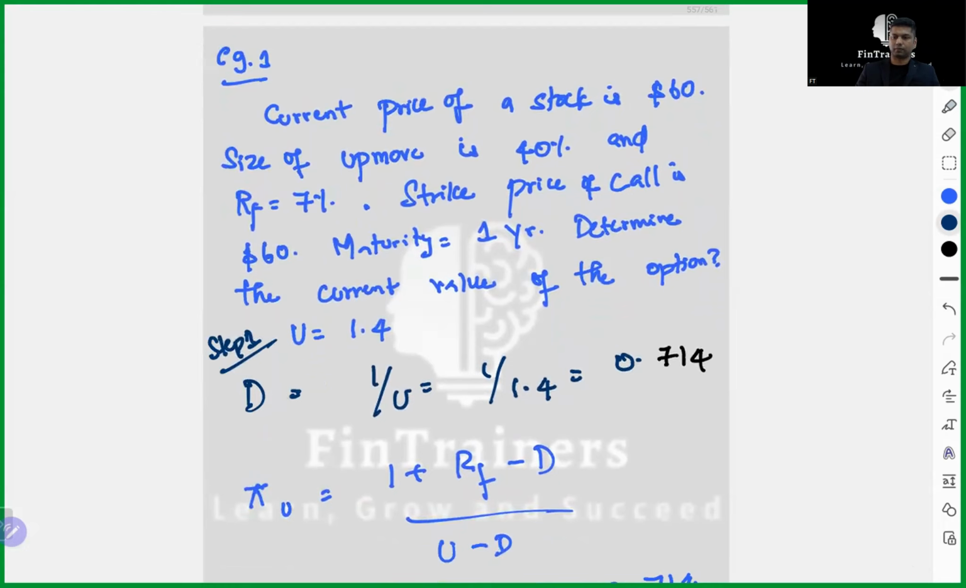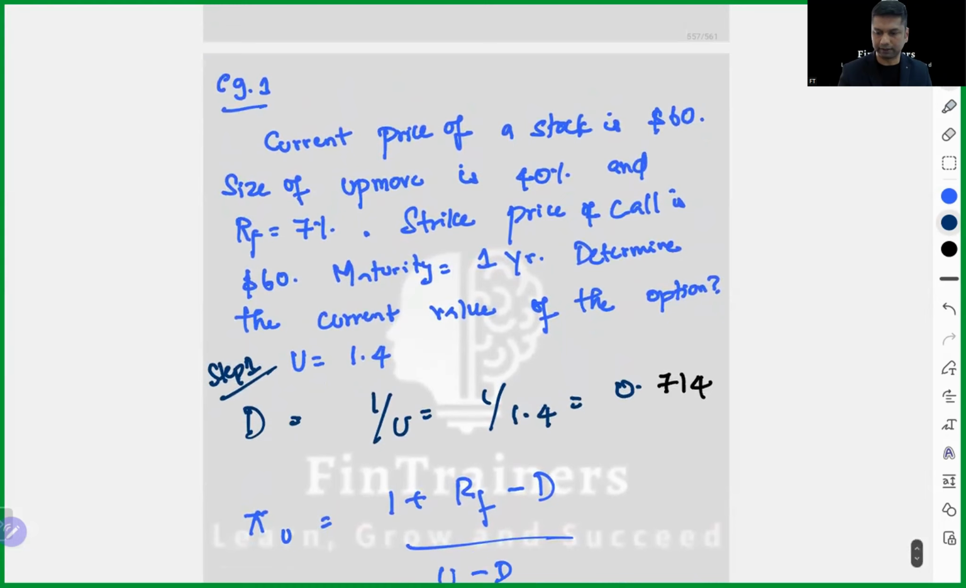1.07 minus 0.714, divided by 1.4 minus 0.714. This you have to do. There is no shortcut. You have to know the formula. You have to substitute it and calculate the risk neutral probability. What is the answer for risk neutral probability?